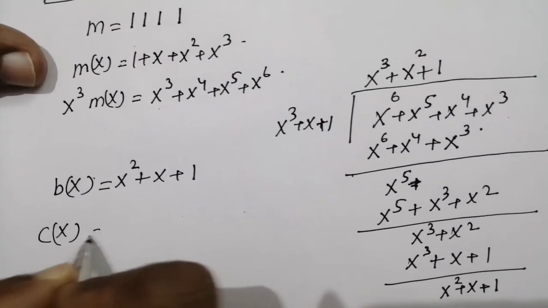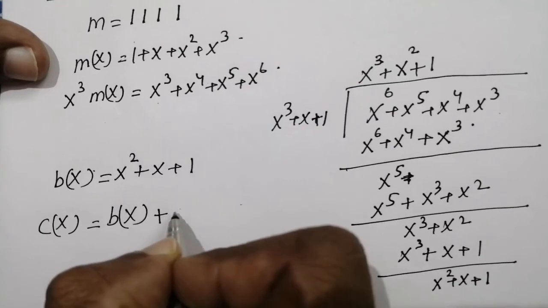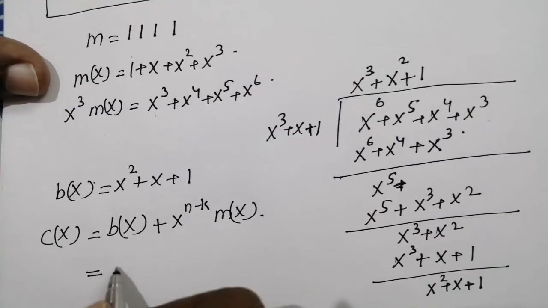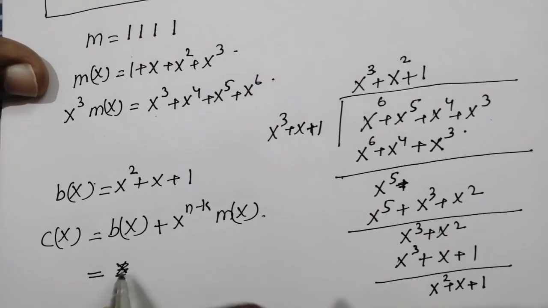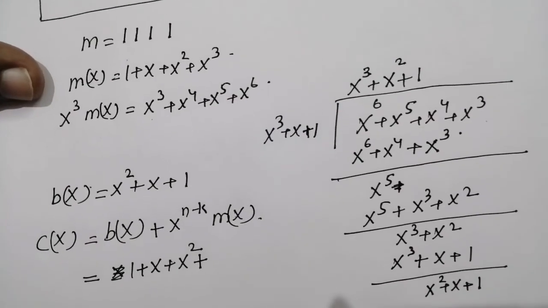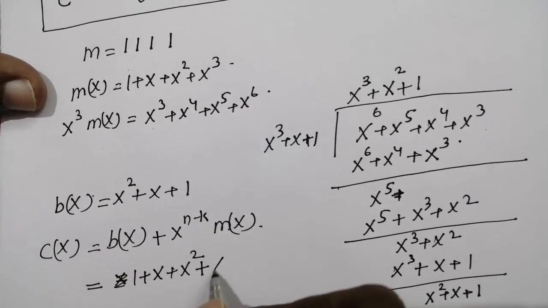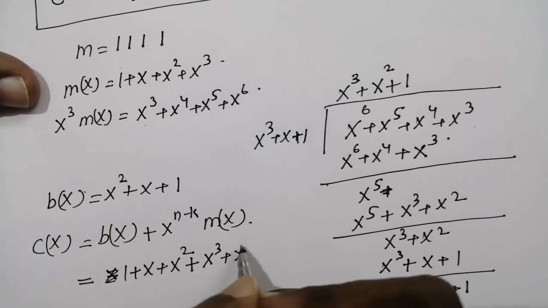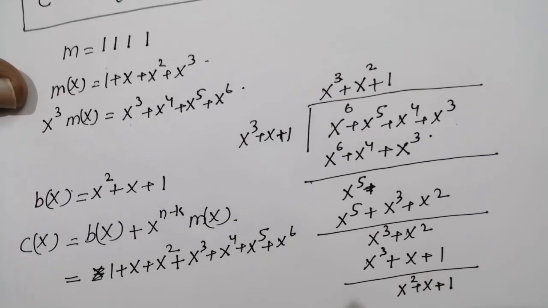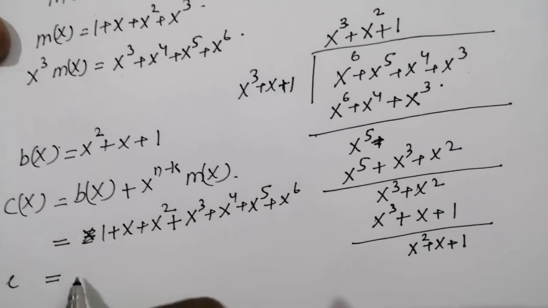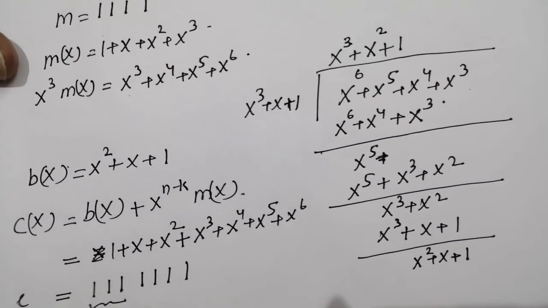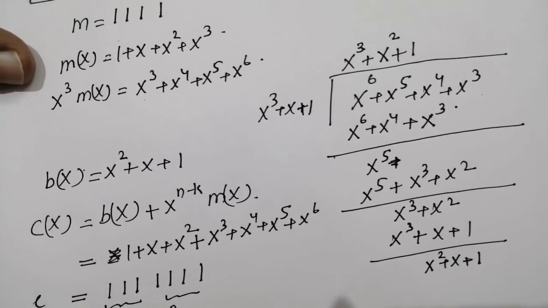Now c of x is b of x plus x raised to n minus k m of x, right? So I will write this as 1 plus x square plus x cube plus x raised to 4 plus x raised to 5 plus x raised to 6. So now the code vector C is 1 1 1 1 1 1 1. So this is the parity bit. This is the message bit.